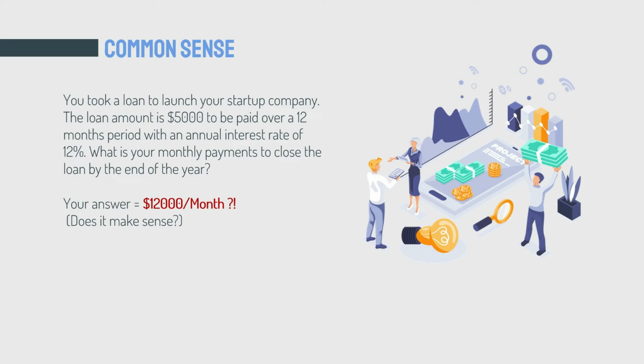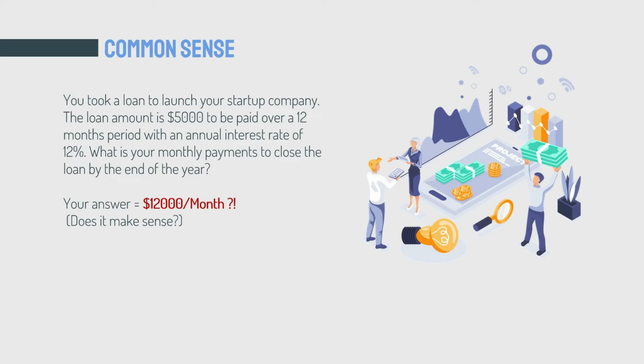Like in this case, let's say you took a loan to launch your startup company. The loan amount is $5,000 to be paid over a 12-month period with an annual interest rate of 12%. Now, the question is, what are your monthly payments to close the loan by the end of the year? Let's say you did your calculation, and your answer was $12,000 a month. The bank is very, very happy about your calculation and says, good job, thank you. But in reality, you took a $5,000 loan, how come you're going to pay $12,000 a month? Of course, it doesn't make sense.